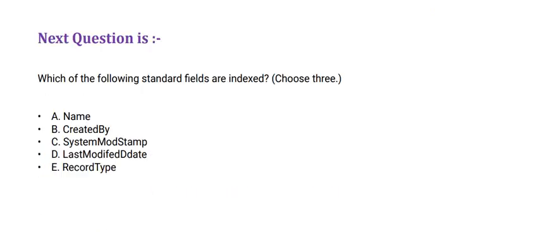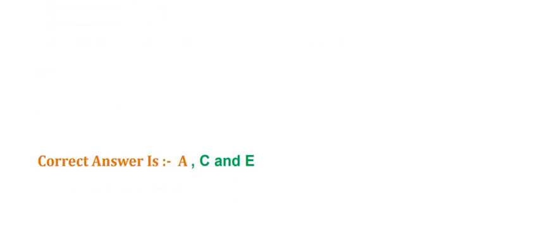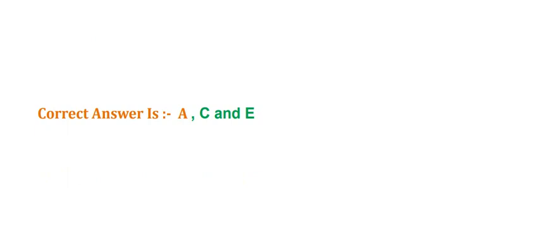Next question is: which of the following standard fields are indexed? Choose three options. Option A, name. Option B, created by. Option C, system mode stamp. Option D, last modified date. And option E, record type. The correct answer is option A, C, and E.